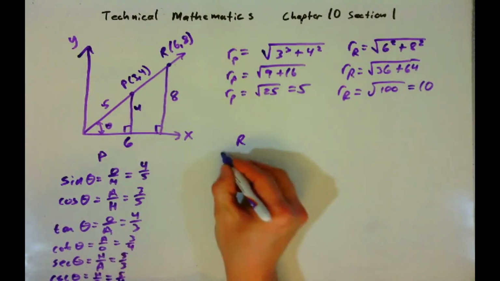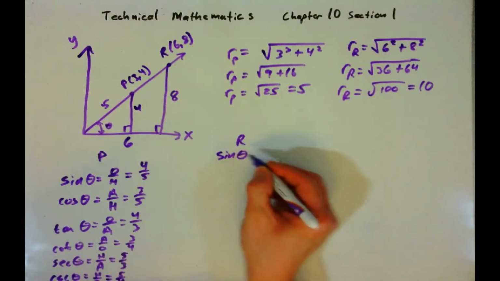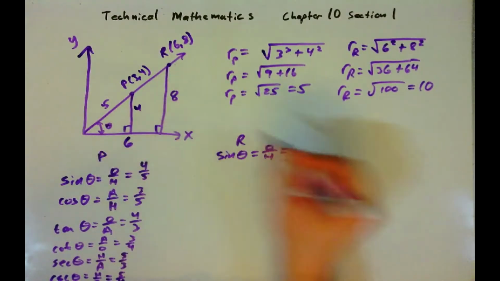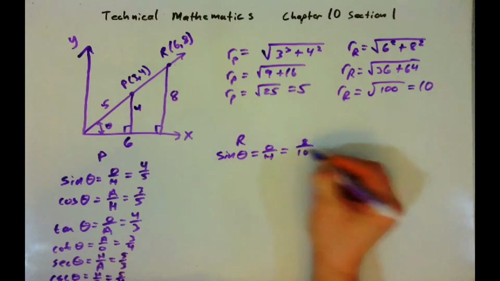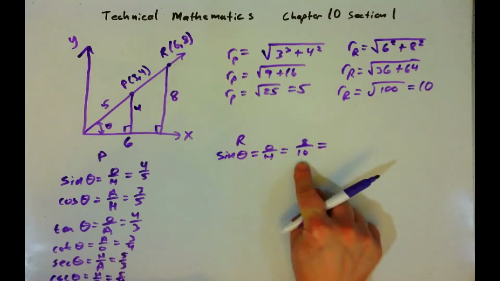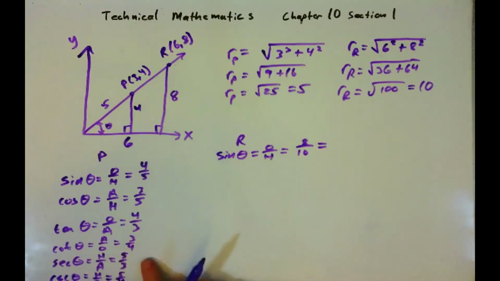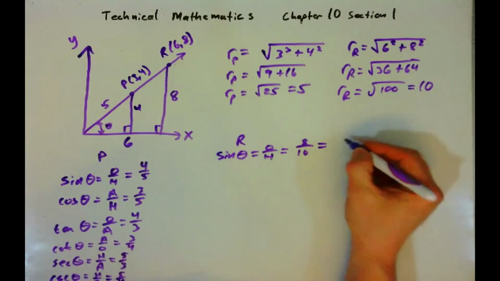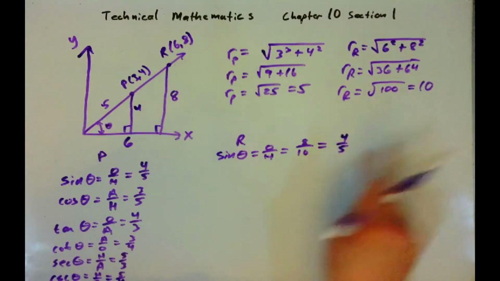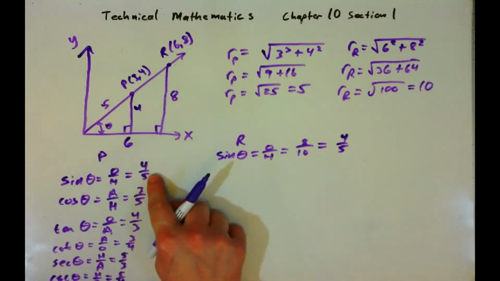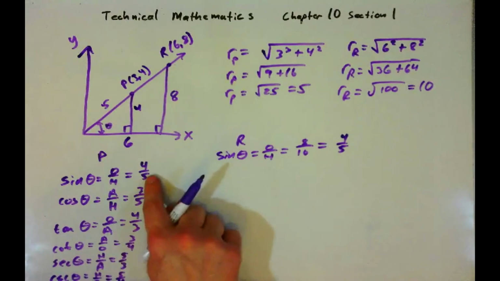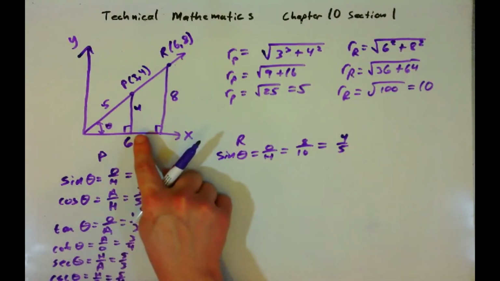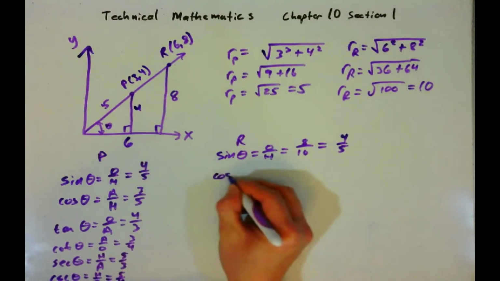And so for triangle R, the sine of theta is the opposite over the hypotenuse. The opposite side is 8. The hypotenuse is 10. But notice that this fraction reduces. Over here the fractions didn't reduce, but here it does. And so 8 over 10, these both can be divided by 2. That reduces to 4 over 5. And notice we get the exact same answer as we had for sine here. The sine of theta is 4/5 for both of these triangles because they're similar.